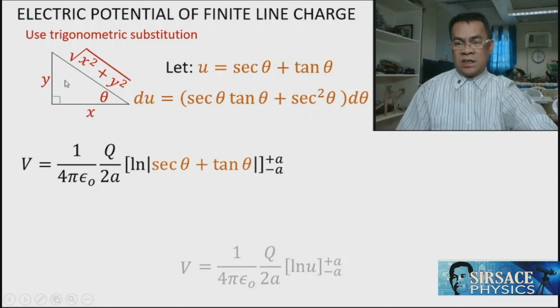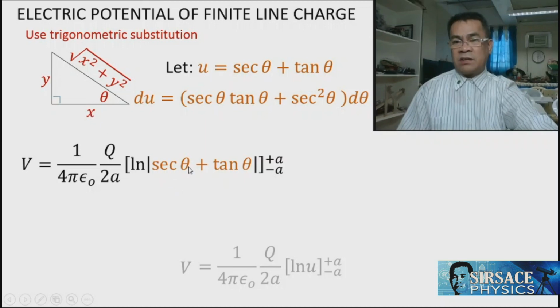Now take note that this is our triangle. We use this as our instrument to convert the y in terms of theta. So we will go back again to y. Now, what is secant theta? Secant theta is the reciprocal of cosine. Now the cosine, remember, is adjacent over hypotenuse. Since secant is the reciprocal, this must be hypotenuse over adjacent.